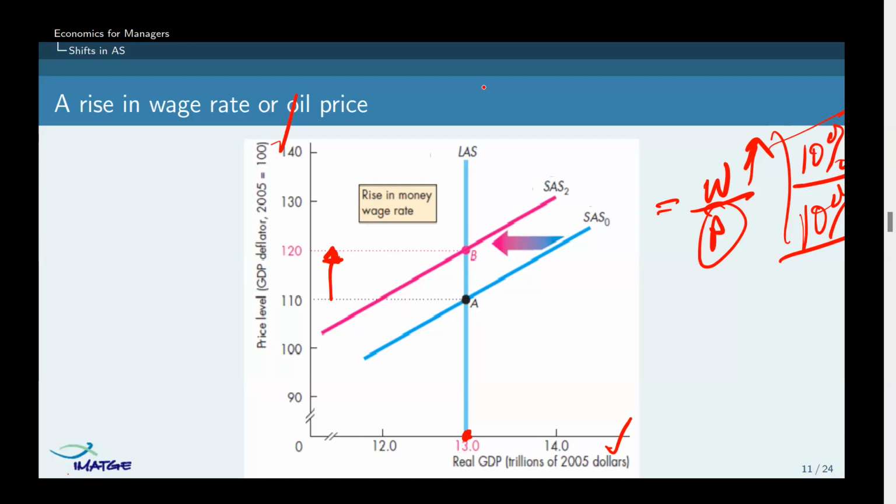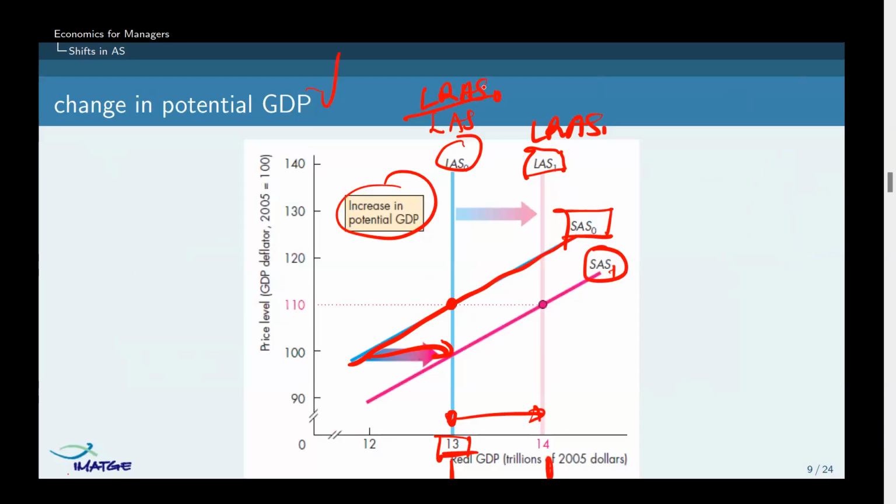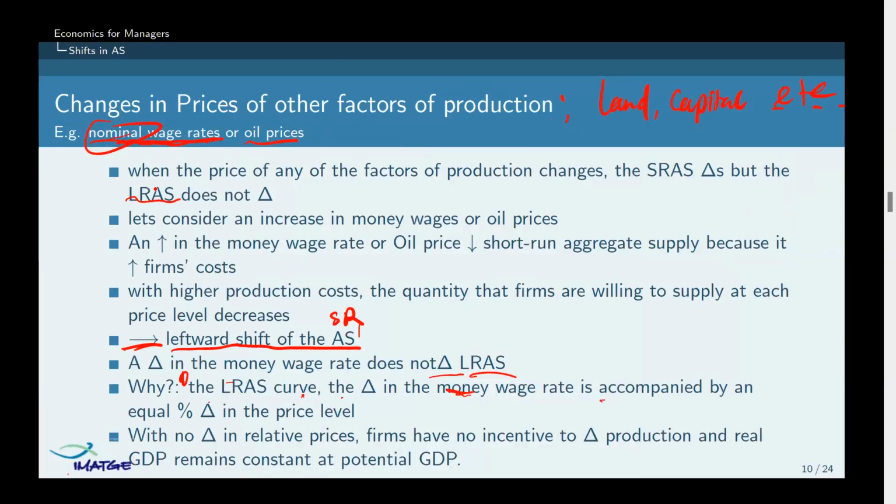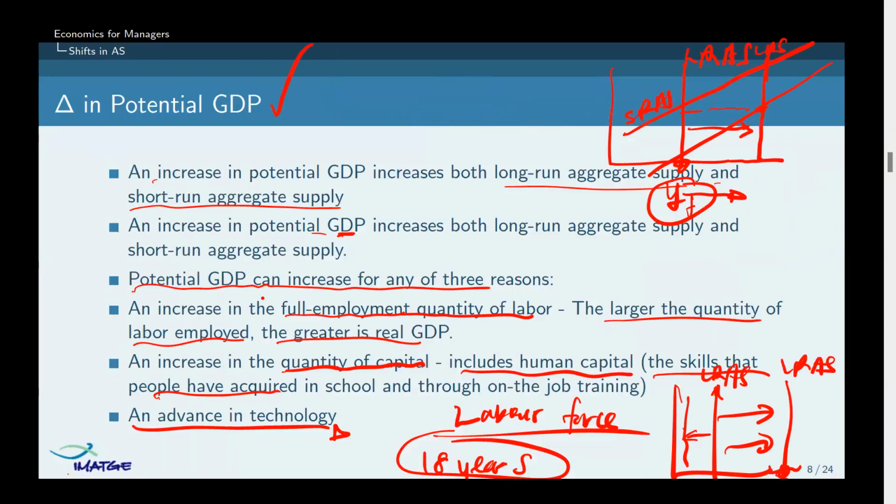There's a comment there that I think it's very important that I read through. It says, okay, thank you, so the long run aggregate supply movement has nothing to do with prices and wage increases. Yes, this is what we said initially: when the price of any of the factors of production changes, the short run aggregate supply changes, but the long run aggregate supply does not change. What changes the long run aggregate supply are some of the factors that we've talked about here: the quantity of labor force in the economy, the quantity of capital, and advancement in technology.